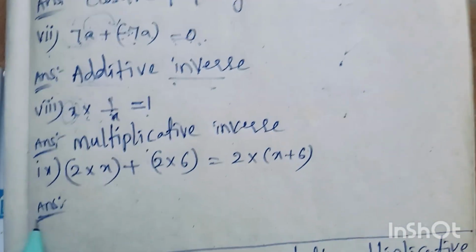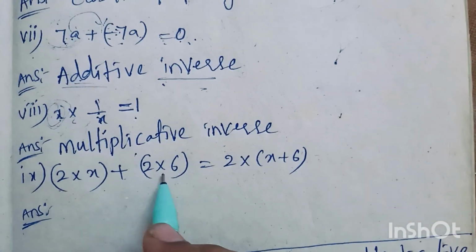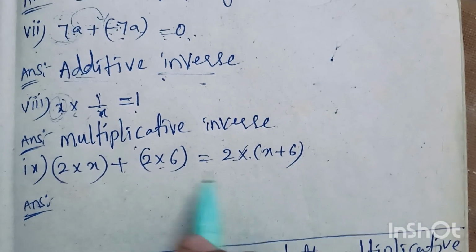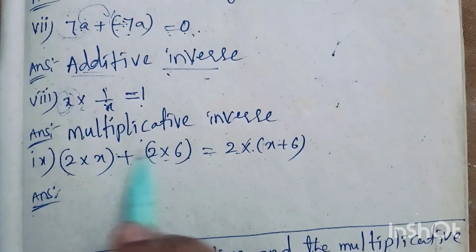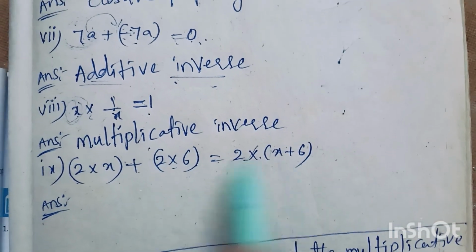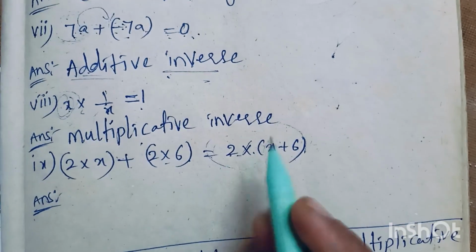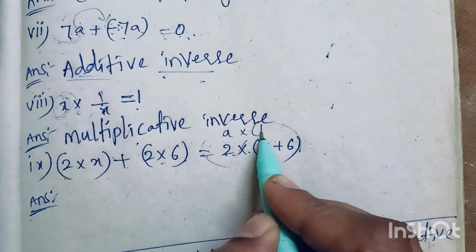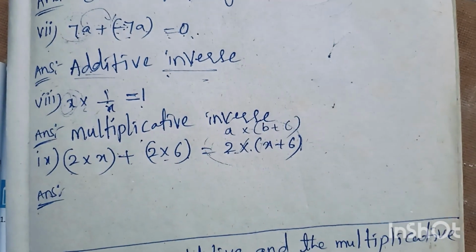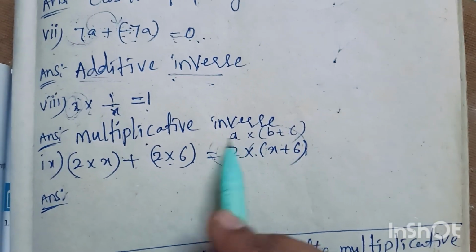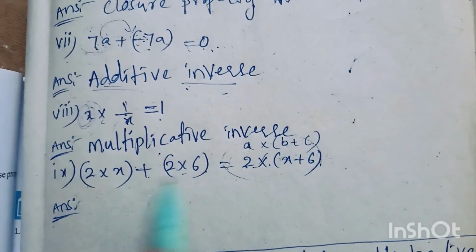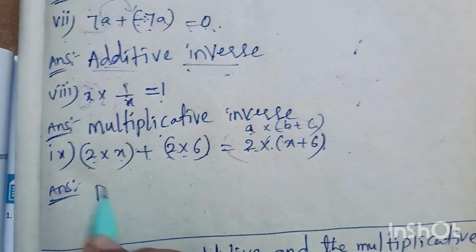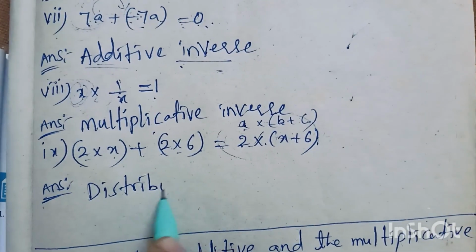Next, the last one, the ninth: 2 into x plus 2 into 6 equals 2 into (x plus 6). Here the given LHS and RHS are different, meaning the other side is given. This one is the LHS, a into (b plus c). Here a is distributing to b and c, no? a into b and a into c. So that is the distributive law.